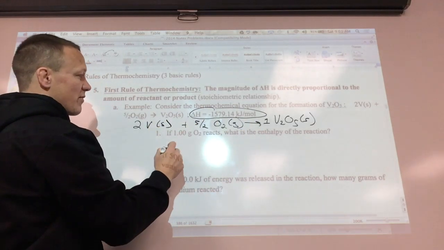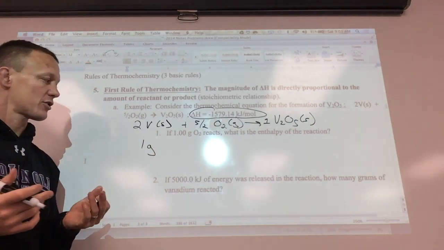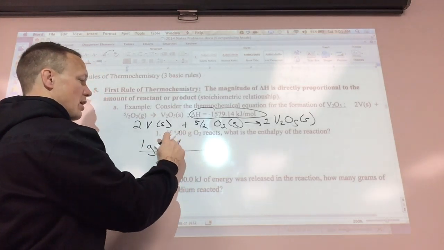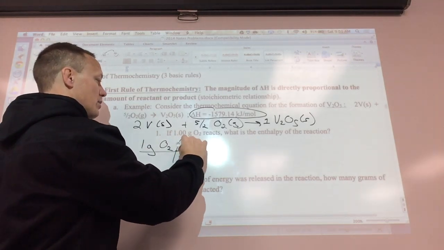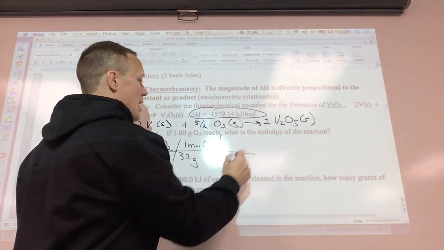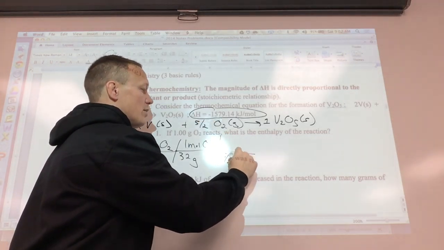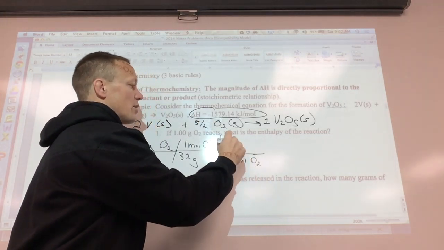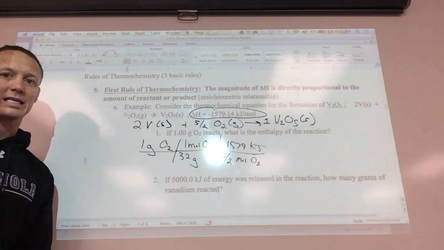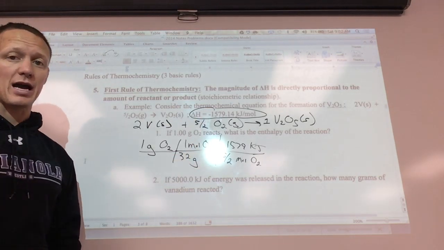So if 1 gram of oxygen reacts, what is the enthalpy of the reaction? So in other words, how much heat is released if we only use 1 gram of oxygen? So we start with 1 gram of oxygen here. Pretty normal stoichiometry, really. Oxygen would be 32 grams per mole of oxygen. Now we're going to use this ratio. I'm going to say that for every 5/2 moles of oxygen, for every 2.5 moles, there's 1,579 kilojoules of heat released in this reaction.